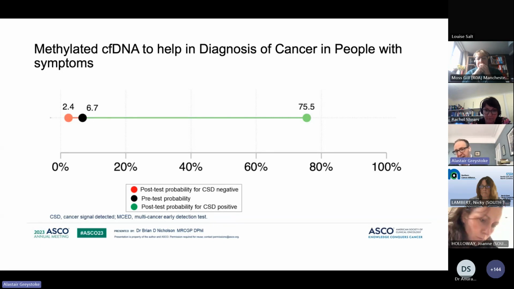And the other thing about this is it gives you a potential site of origin. So it says, not only do we think this patient has cancer, but we think this patient has bowel cancer. So you can send them to the appropriate clinicians to start their workup.